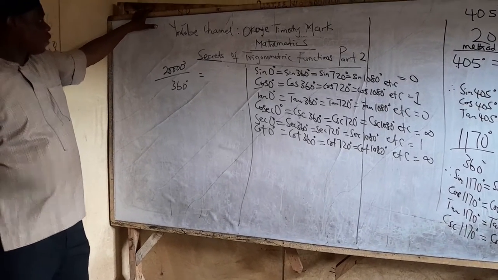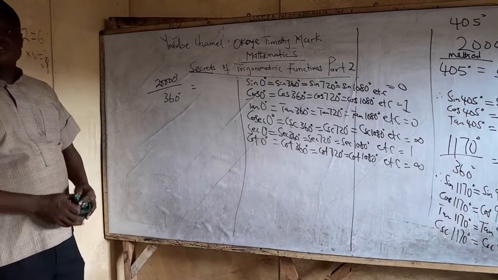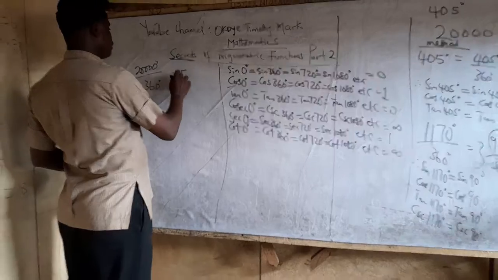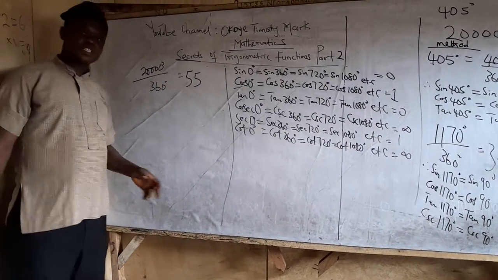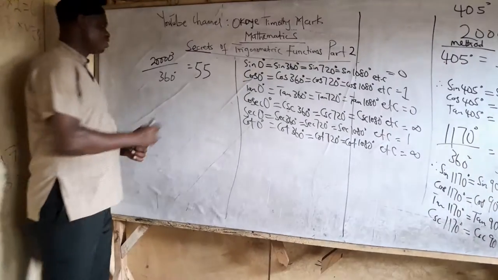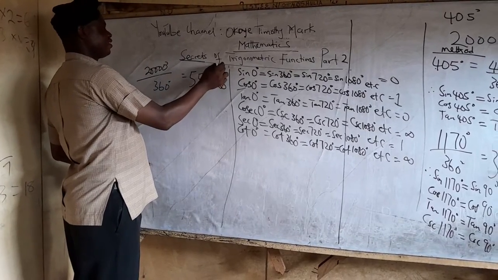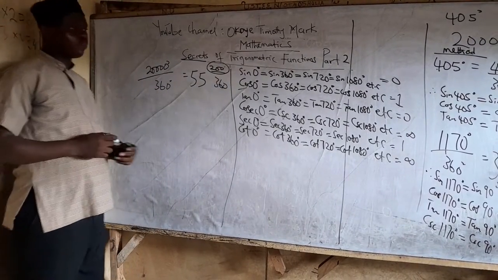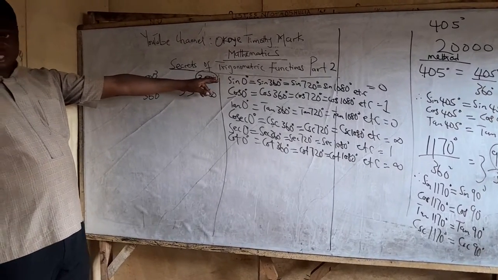Therefore, 5 plus 50 is 55. So what I have now is 55, the whole number. Now 18,000 plus 1,800 is 19,800, so what is remaining is 200. That is 200 over 360 degrees. Of course you know that 200 is in the third quadrant. What I add to 180 to get 200 is 20.